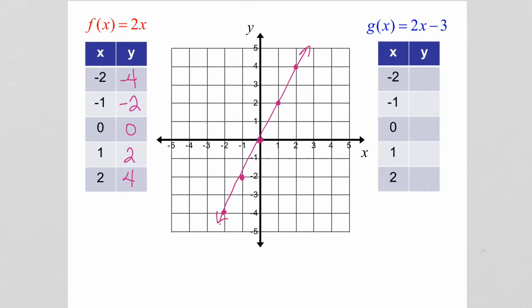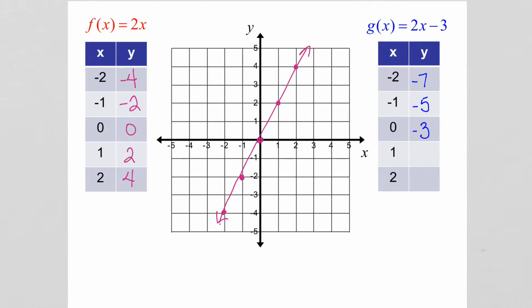The second one, g of x, is equal to 2x minus 3. So we plug in our x values again. 2 times negative 2 is negative 4. Negative 4 minus 3 is negative 7. 2 times negative 1 is negative 2. Negative 2 minus 3 is negative 5. 2 times 0 is 0. 0 minus 3 is negative 3.